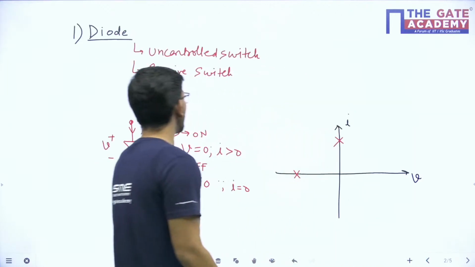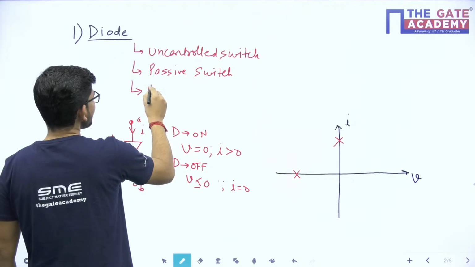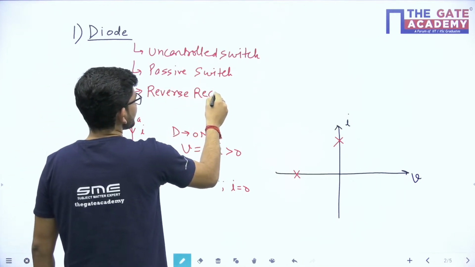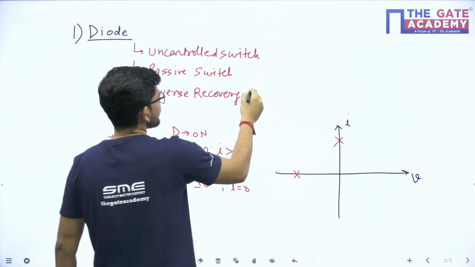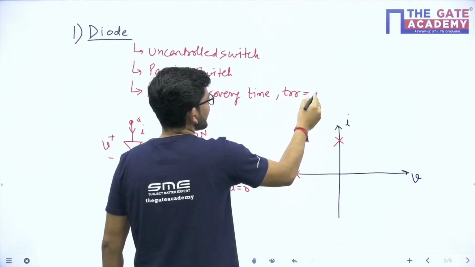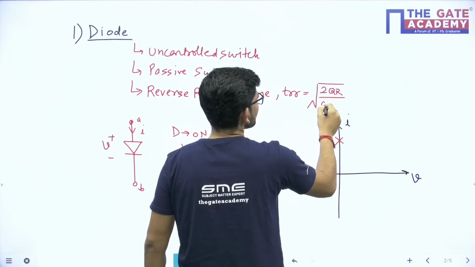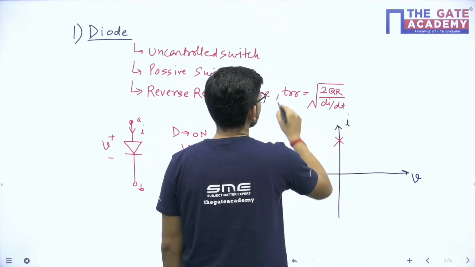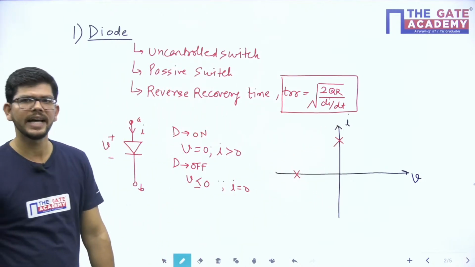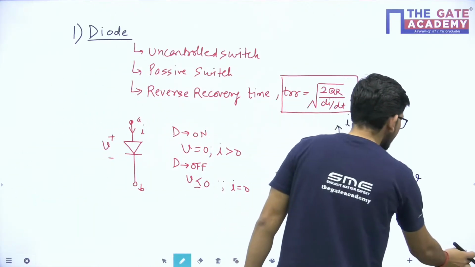One more important formula that we have with the diode is for the reverse recovery characteristic and reverse recovery time of the diode. Reverse recovery time of diode, that is TRR. We calculate this by using this particular formula, 2QR upon di/dt. So this is a very important formula as far as diode is concerned. We will use this particular formula to calculate its reverse recovery time.